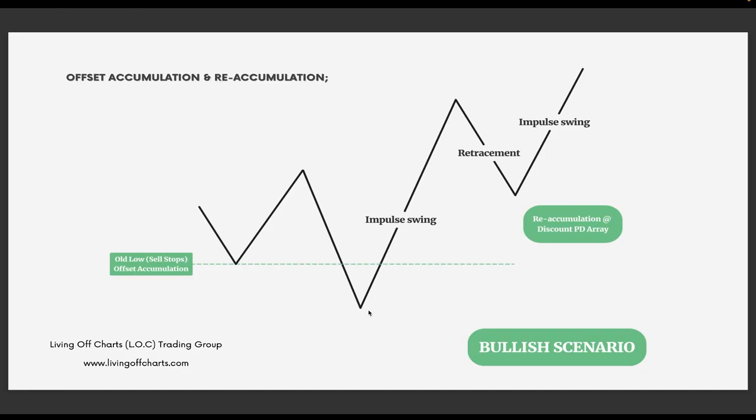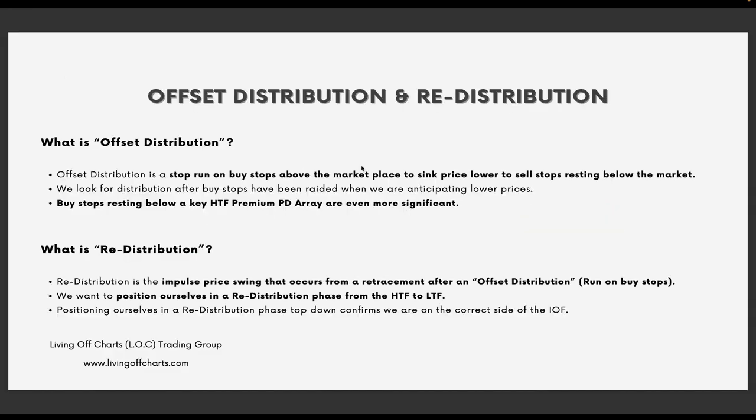Impulse price swing occurs after the offset accumulation. This is key. This is institutional sponsorship coming into the market, confirming this as offset accumulation. Once we have that impulse price swing, we wait for a retracement into discount PDRA, breaker, FVG, order block. Reaccumulation occurs at the discount PDRA for another impulse price swing. So the idea is to position ourselves with a reaccumulation phase from the higher time frame to the lower time frame.